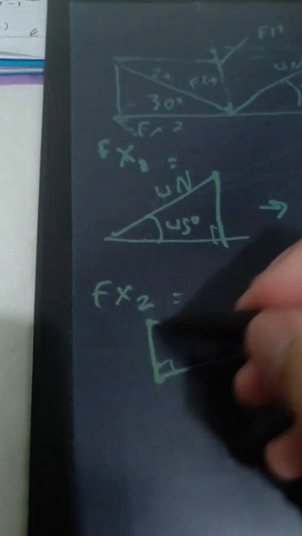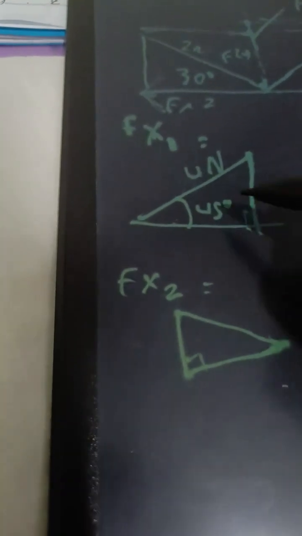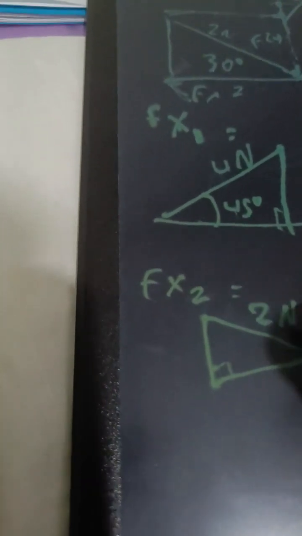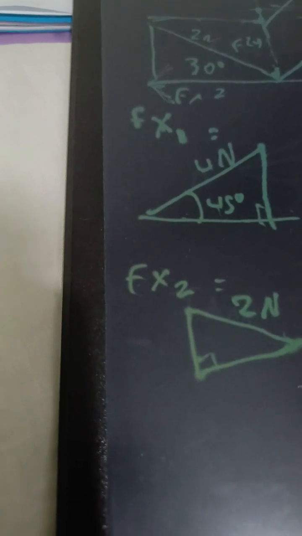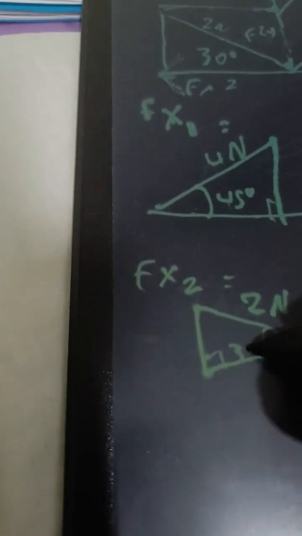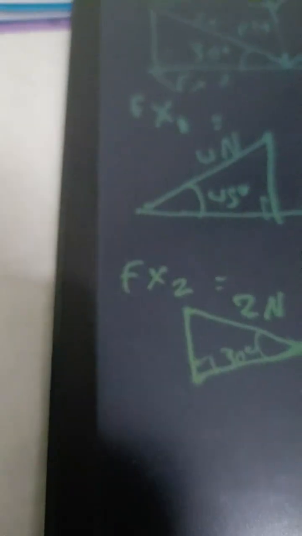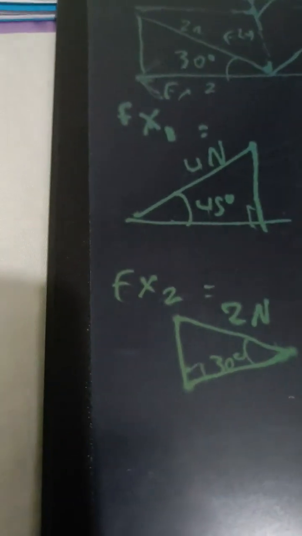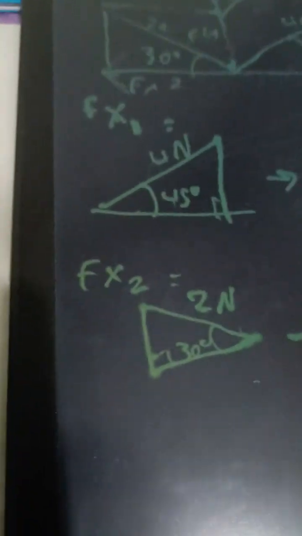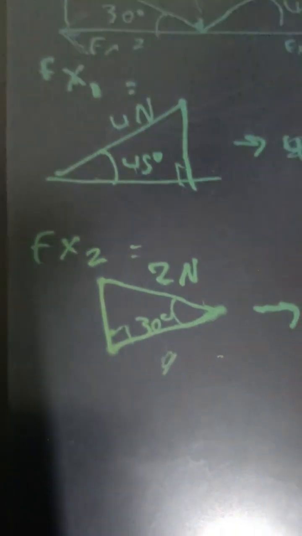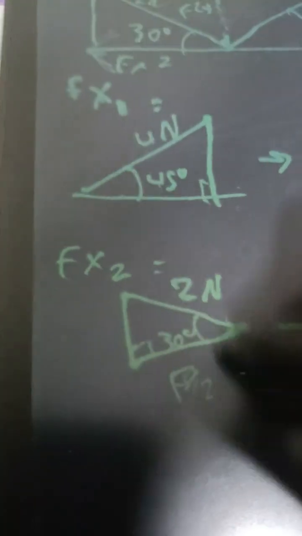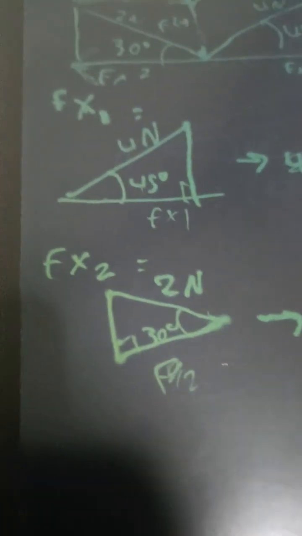Now f2x, we have 2N, and we have 30 degrees. Now we use the equation cos again. We're just trying to find the bottom over here, right? That's what fx2 is. That's what fx1 is. It's just the bottom.